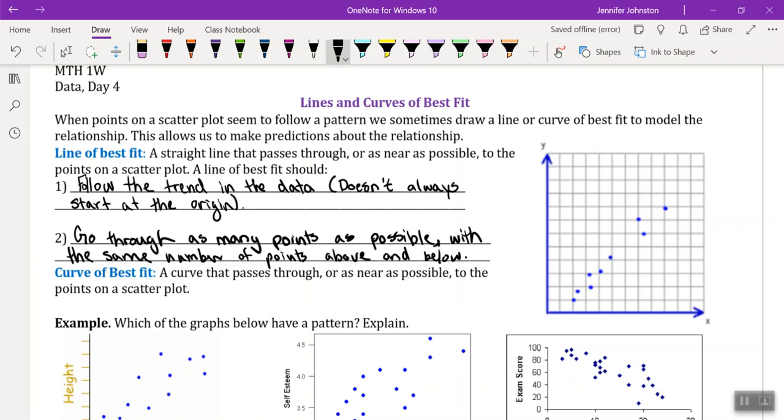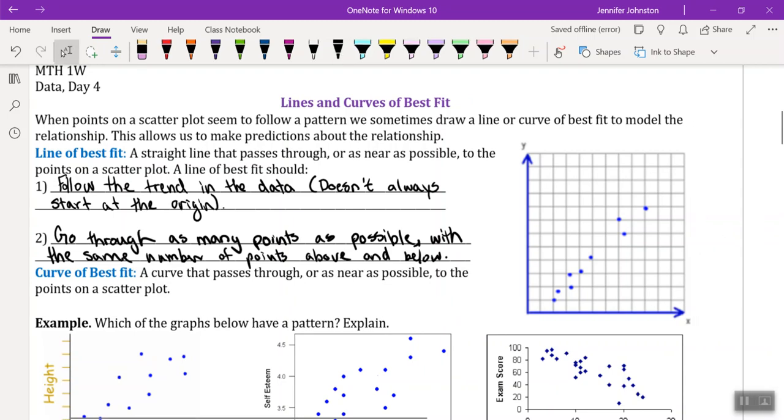Okay, so let's go ahead and draw a good line of best fit. We have some data right here. Part 1, we want to follow the trend. As we can see, that's not going to be a good line of best fit. We want it through as many points as possible with the same number of points above and below. And again, it doesn't always go through the origin. So something like this, let's count how many points are above. There's 3 above and 3 below. That looks like a great line of best fit.